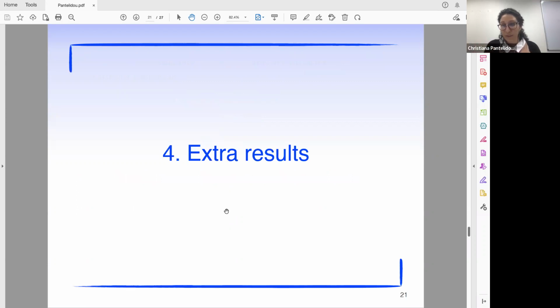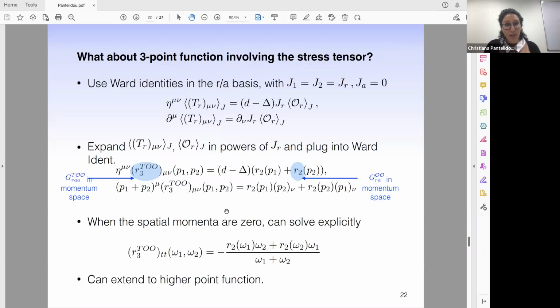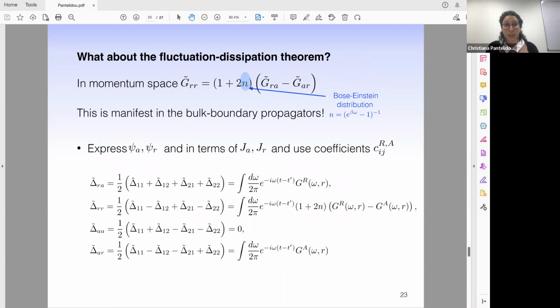So we got a couple of extra things. We managed to get a 3-point function of the stress energy tensor and 2 scalar operators for free, essentially, by solving the Ward identities. And we got that 3-point function in terms of the 2-point functions of the scalar field. And that can extend to higher point functions. That was one free result.